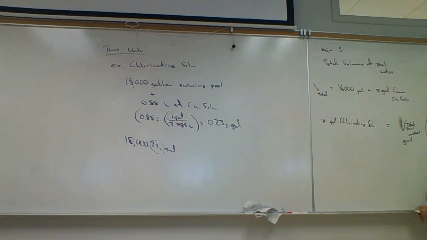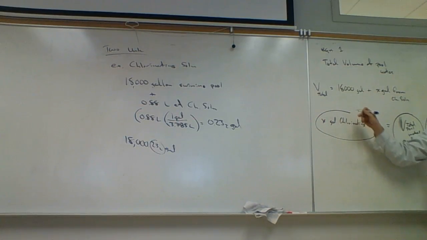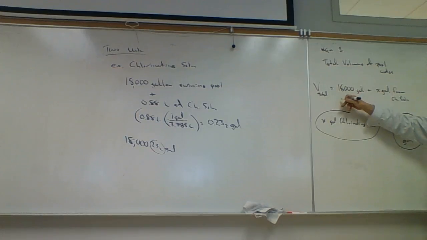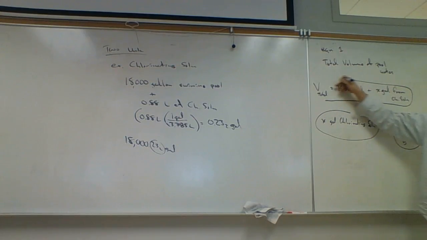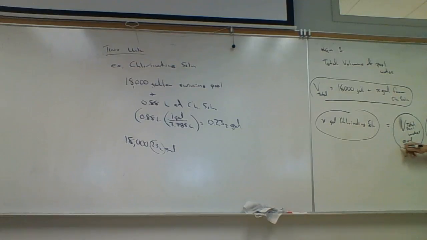And so this is a 2 equation 2 unknown. What's one unknown? One unknown is the total volume of pool water, because I don't know how many gallons of chlorinating solution I'm going to add to it, which is going to increase the volume of pool water. The other unknown is the gallons of chlorinating solution I'm going to add. So I need 2 equations. Well, here's my first equation. My first equation is this. And then I'm just going to substitute. And so what I'm going to do here is I'm going to get rid of V total of pool water and go 18,000 gallons plus X gallons.